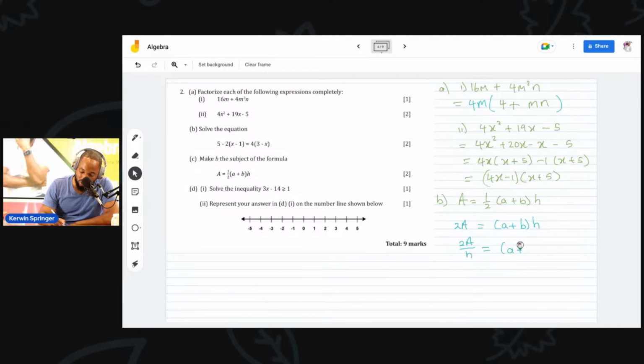I couldn't bring across the A yet because the A is trapped inside the brackets, so I couldn't touch that A. So 2A over H, and we have A plus B. And since it's just A plus B on that side, it's fair for me to just drop the brackets there now.